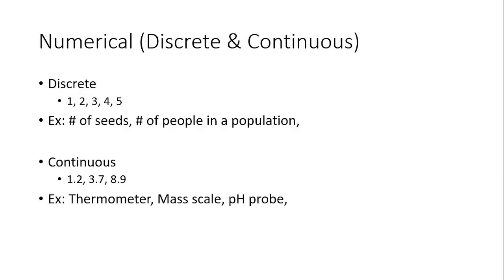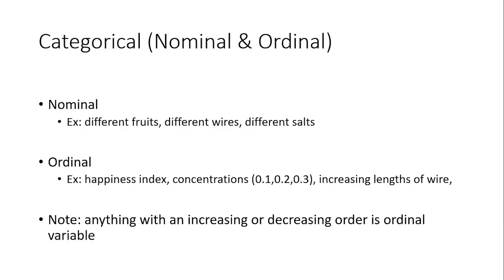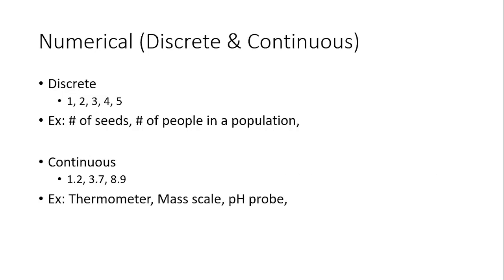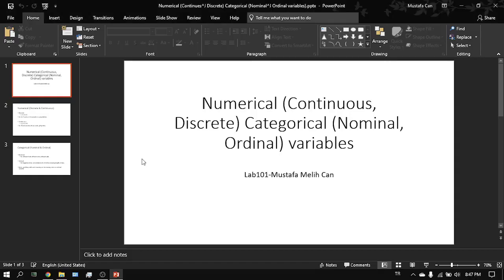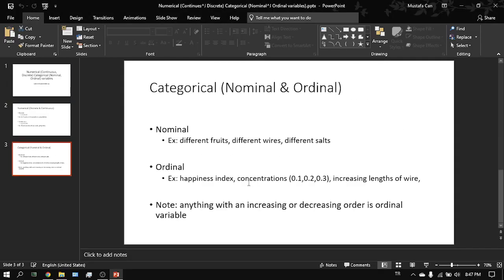You can change it according to the test that you can run. So if you're doing a chemistry IA, you can make the concentrations ordinal, or you can do them as continuous. It changes, but the thing is it has to be increasing or decreasing.